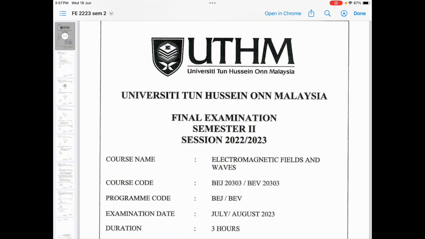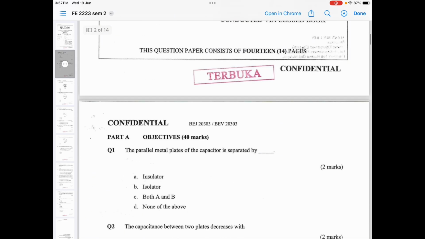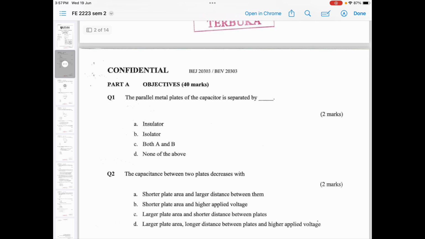Alright, so this is the final examination for semester 2, session 2022 and 2023. Okay, it has two parts. Part A is the objective questions and part B is the subjective questions. So let's look at the first question.